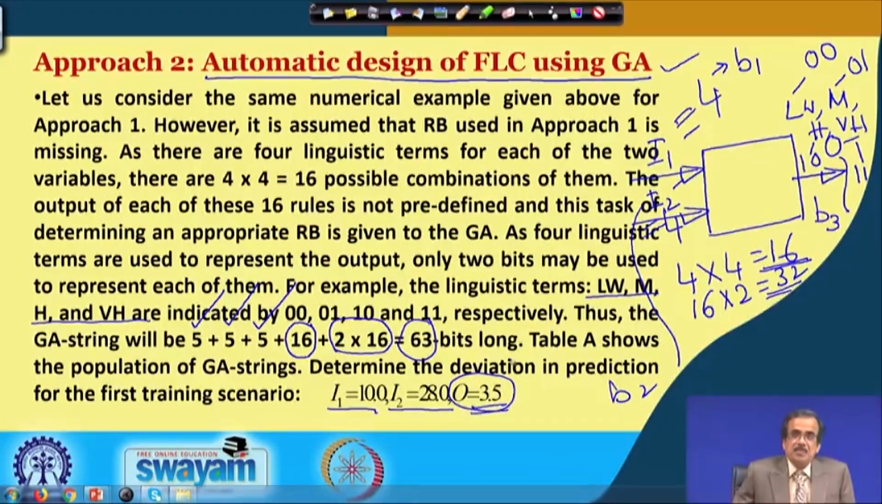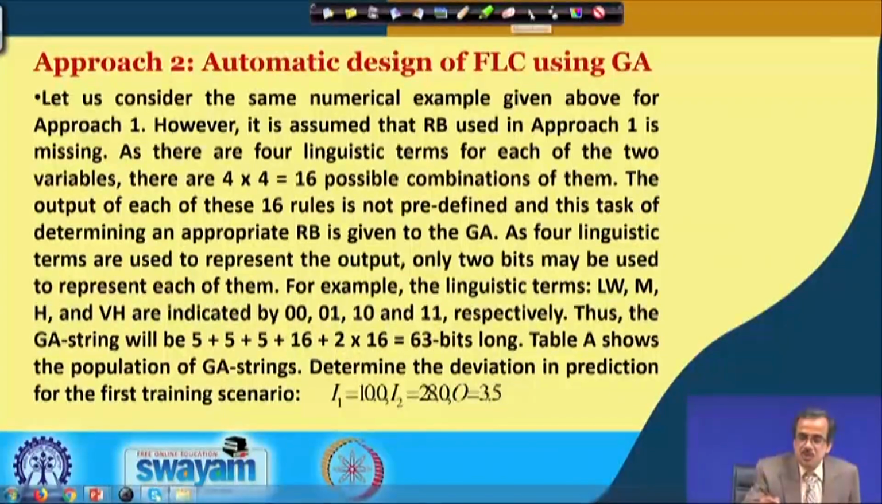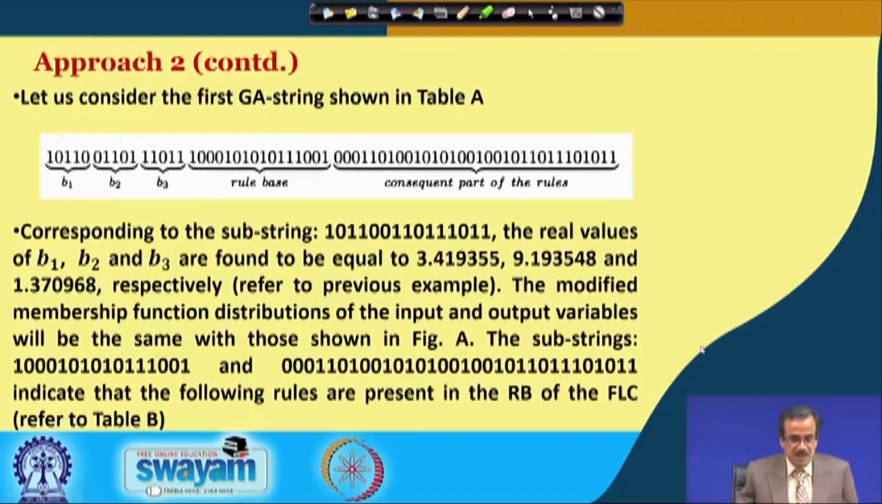The same numerical example we are going to solve using approach 2. The only difference here is that in the earlier approach, approach 1, we had a predetermined set of rules. Here we have the combination of the input parameters, but their corresponding outputs are not known. Here we are going to use a genetic algorithm to find out what should be the output for each of these 16 rules. So, this is approach 2. Now, I am going to solve this numerical example in detail.